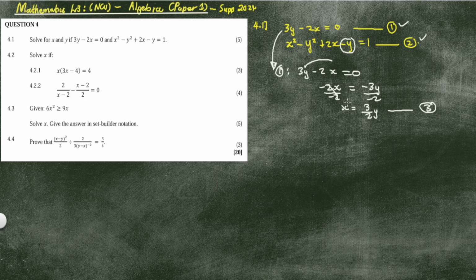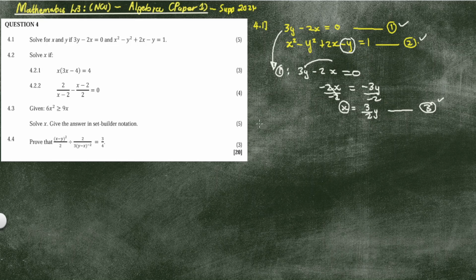This is what I was talking about. If you have x as the subject of the formula, on the other side, you should only have y as the only variable, right? And we did not see that with equation number 2. All right, so this is equation 3.